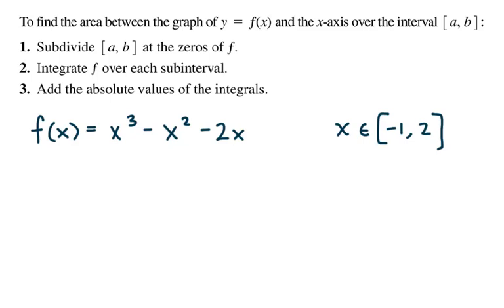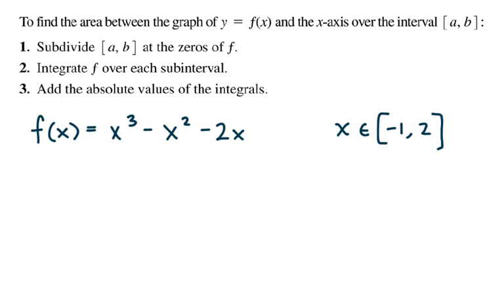We are going to do one last example in this section. We're going to find the area between the graph of a function and the x-axis over a closed interval. And in order to do this, we're going to follow 3 steps. First, we're going to find the zeros of the function and use those zeros to subdivide our closed interval into several subintervals. So we're going to have little intervals. And then we will integrate on each of those subintervals.